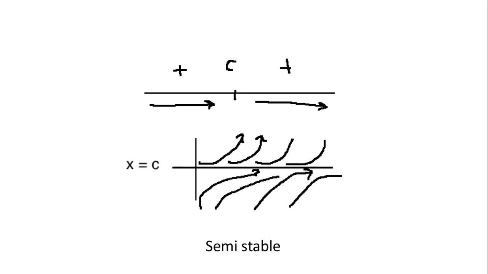And here's semi-stable. If it's positive when it's greater than c, then it's going to go to the right, and if it's positive when it's less than c, then it goes to the right as well. So that means they're both going right, but one is going towards c and one is going away from c. Here we can see it's going towards c, and here we can see it's going away from c when it's greater than c.